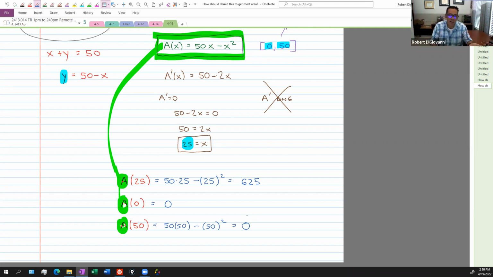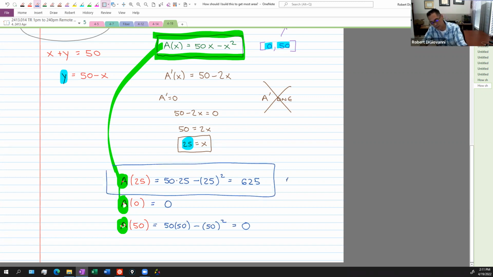So those are the extreme cases where I get 0 area. But I can guarantee you that this one right here is the one that gives me the maximum, right? I've now shown that and we're done.